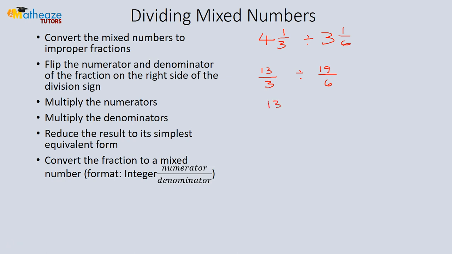So we're going to write the fraction on the left hand side. You change this to a multiplication sign, and then we have to flip the fraction on the right hand side. So that becomes 6 over 19. So now we look for common factors here. There's a common factor here and here. So this is going to give us 13 times 2 over 1 times 19. So this is 26 over 19, which gives us 1 and then 7 over 19.